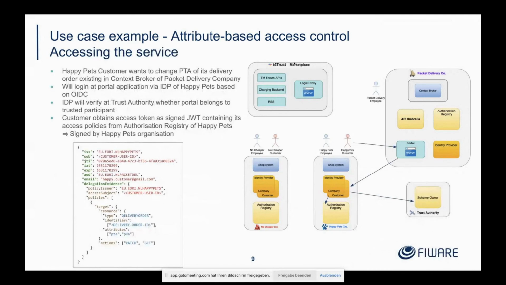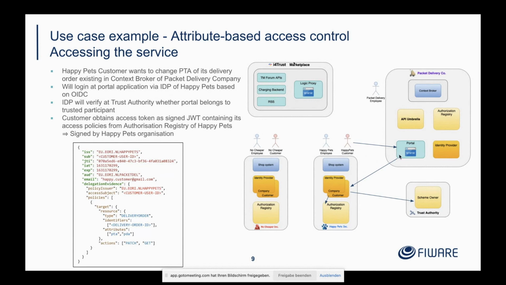Now, let's come to the actual use case. So now this customer of Happy Pets, let's assume he already shopped something, he ordered something at this Happy Pets store, and there was also already a delivery order created at the packet delivery company, so there's an entity at the context broker. Now this customer wants to change the planned time of arrival of his packet delivery order, for instance, moving it to the late afternoon.